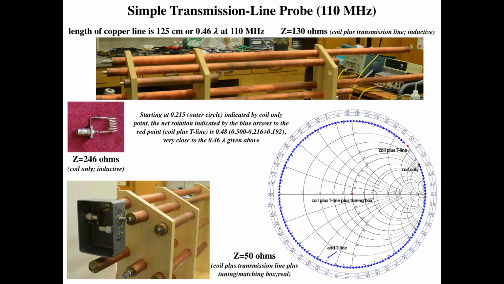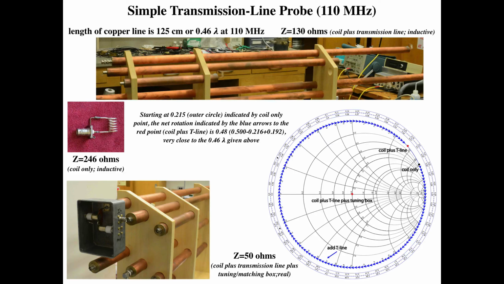Now we also have a coil here. This coil, just with a connector, has the same dimensions as the coil at the end of the transmission line here. And so the length of this line is 125 centimeters, and we're going to operate at 110 megahertz. So 125 centimeters is about 0.46 lambda at 110 megahertz. So just keep that in mind.